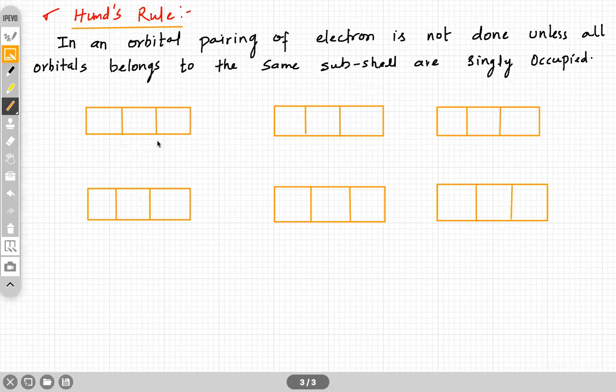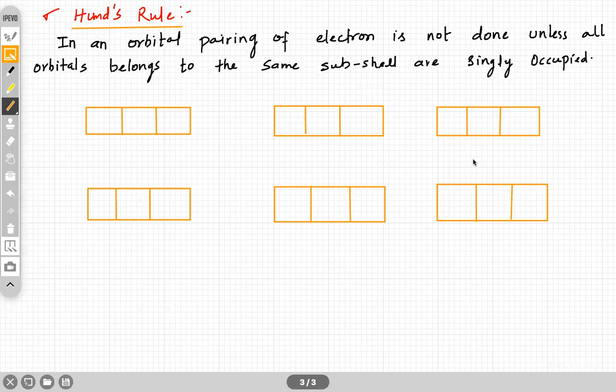You see, these are P subshell, I am assuming. And these boxes represent the orbitals in this subshell. When all the orbitals belong to the same subshell, the orbitals belonging to D subshells are dxy, dyz, dzx, dz square, dx square minus y square. Orbitals belonging to P subshell are px, py, pz.